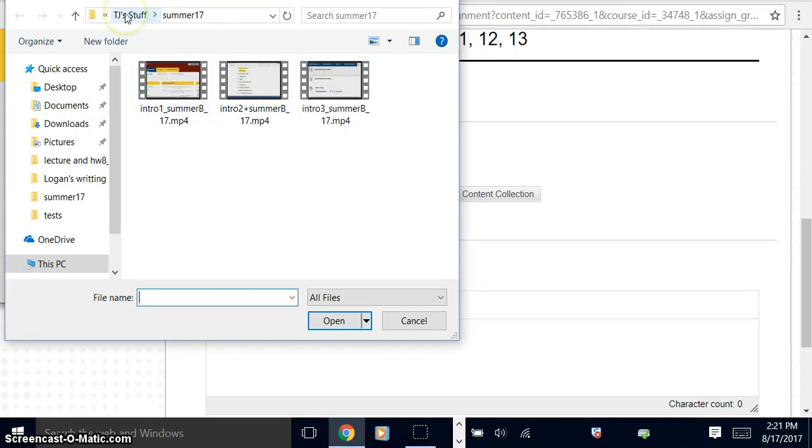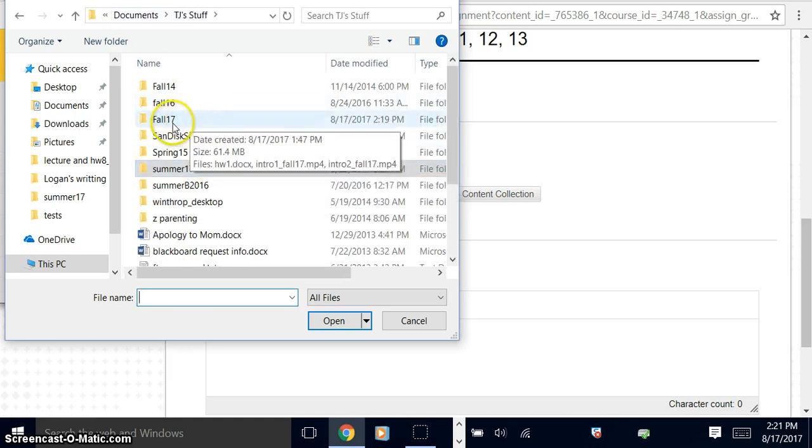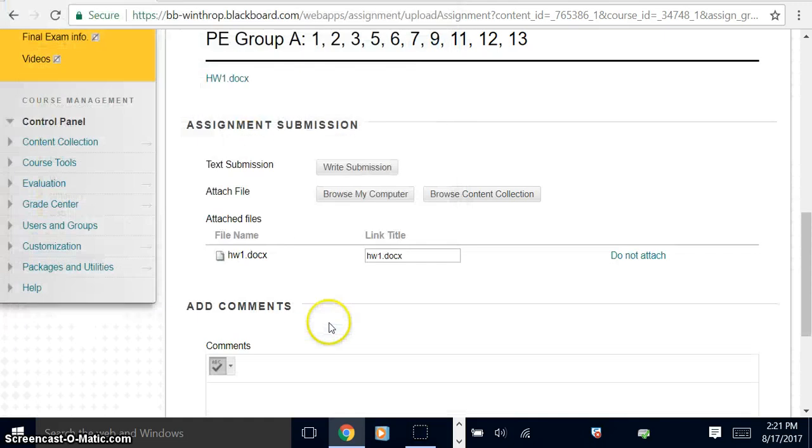Oh, it's summer 17. Sorry. Yeah, let's go to fall 17. I think I put here's a sample file that I just set up. So let's say you select that particular file, conveniently name it homework 1. By the way, you don't have to do this in Word. I should talk about that very briefly. The homework. Well, let me upload this first, and then so there it is.